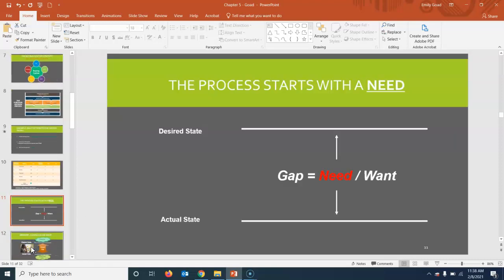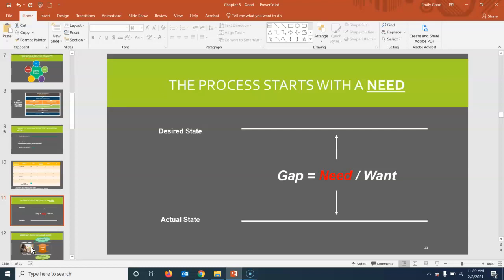So another really critical concept for this class is what a need is. A need is the difference between your actual state and your desired state. Another way I like to say it is a need is the difference between where you're at and where you want to be. So where you're at right now is, I want a career.